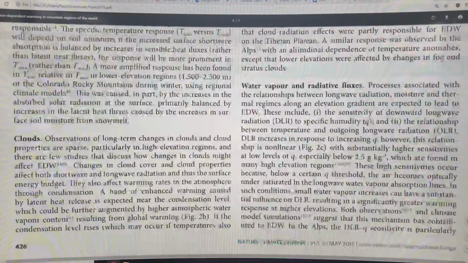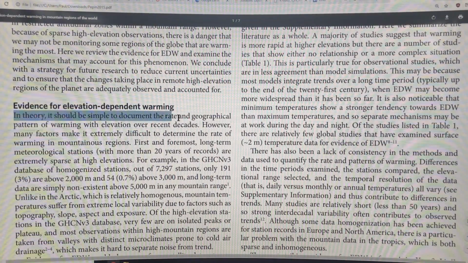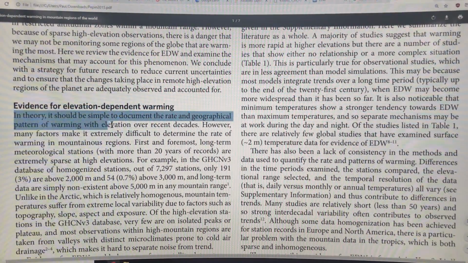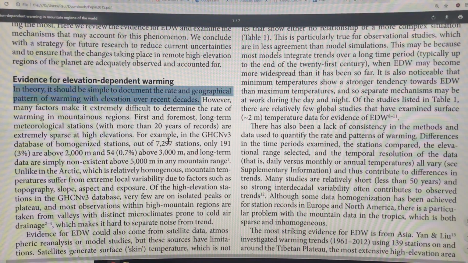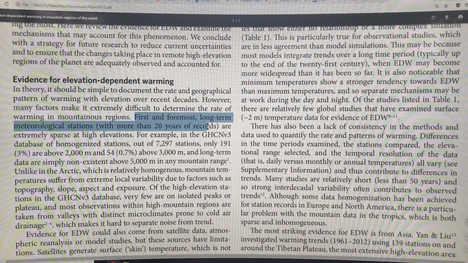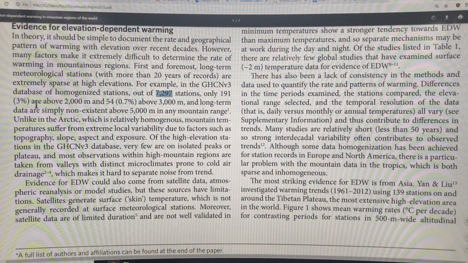Okay, so the big problem is, in theory, it should be simple to document the rate and geographical pattern of warming with elevation over recent decades. But in practice, it's very difficult because long-term meteorological stations with more than 20 years of records are very, very sparse at high elevations. There's a database of almost 7,300 stations, and only 3% of them are above 2,000 meters, and less than 1% are above 3,000 meters, and long-term data is simply non-existent above 5,000 meters in any mountain range.